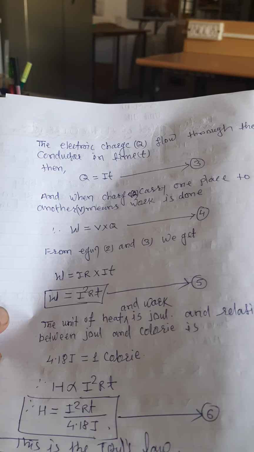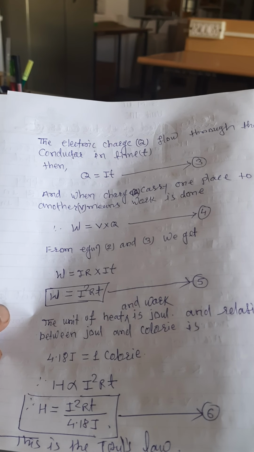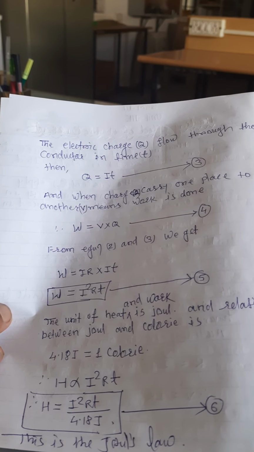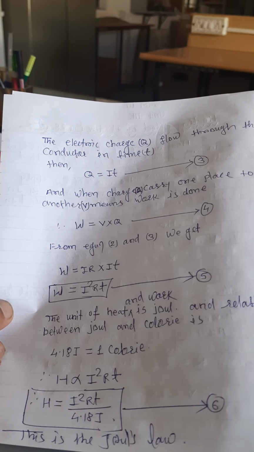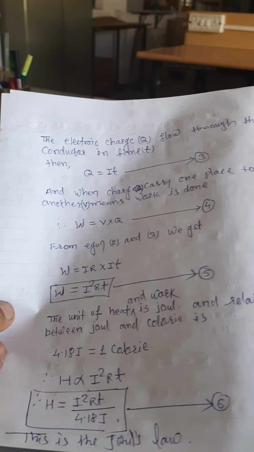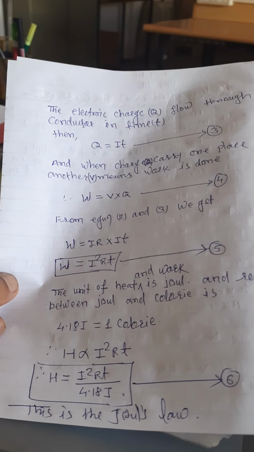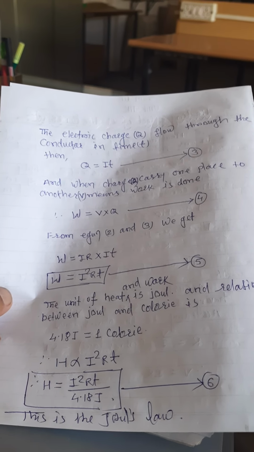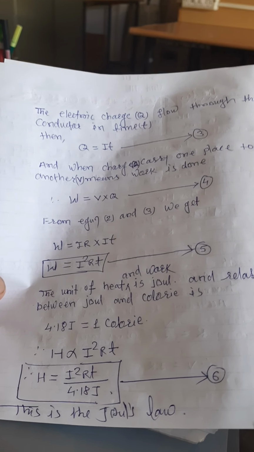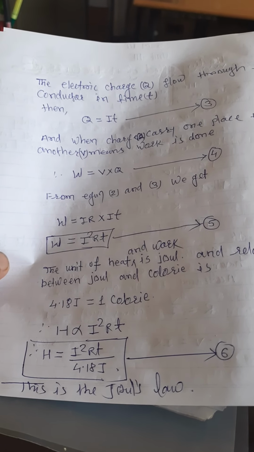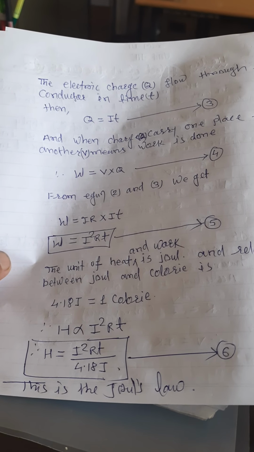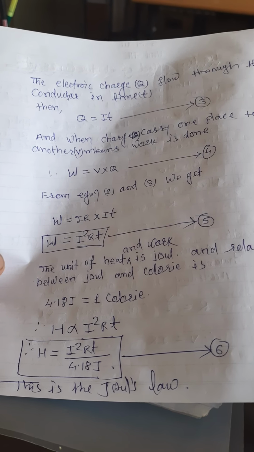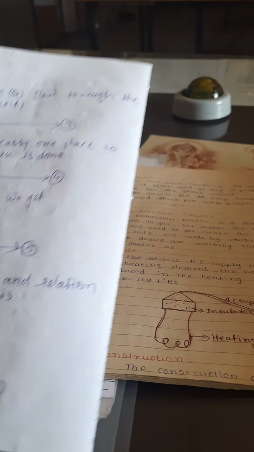So V means IR and Q means IT. Putting these values in the equation, we get W is equal to IR into IT, which is I square R T. The unit of heat and work is the Joule, and the relation between Joule and calorie is 4.18 Joule is equal to 1 calorie. So we can write H is directly proportional to I square R T, and the constant is 1 upon 4.18, so H is I square R T upon 4.18. This is Joule's law.